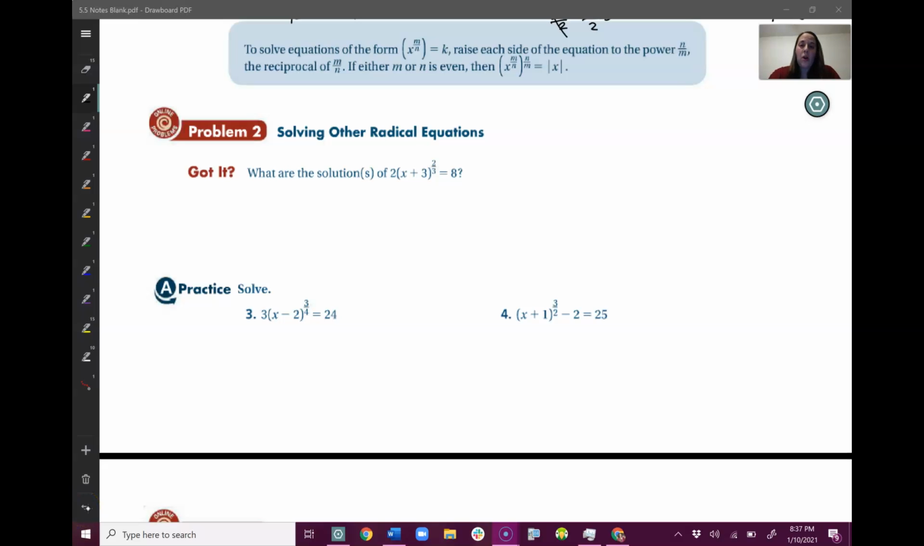Welcome to the second part of 5.5, where we're going to talk about solving equations when you have fractions in your exponent. Now, don't freak out too much. I know it's fractions. It's not that bad.